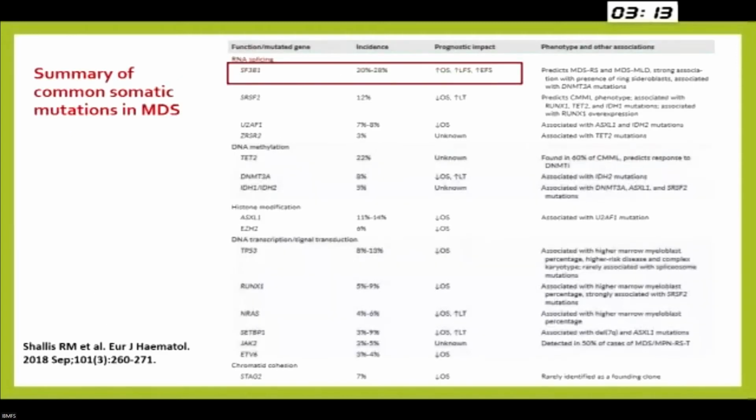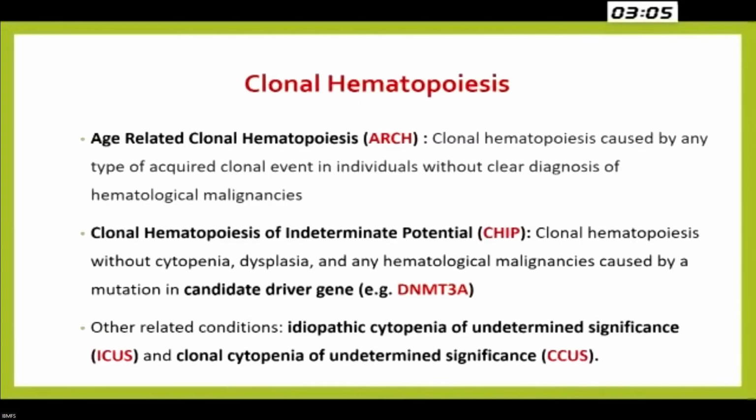So this is a summary slide. I'm not going into the detail; I have already described. And this summarizes that there are some mutations which are seen more frequently in MDS. Clonal hematopoiesis, he has already touched upon. Age-related clonal hematopoiesis yesterday was discussed by Sonia. Clonal hematopoiesis of indeterminate potential also has been discussed by Rutvi.